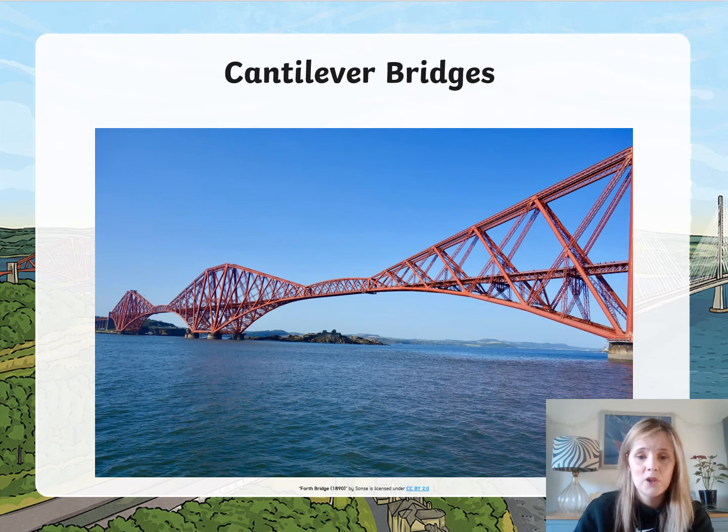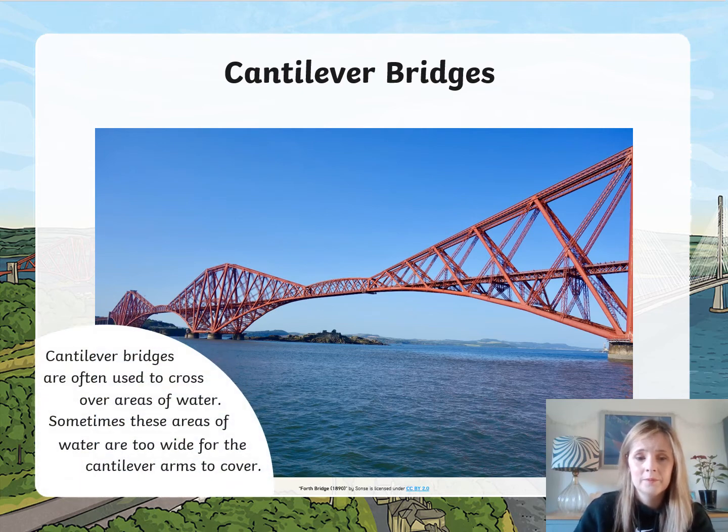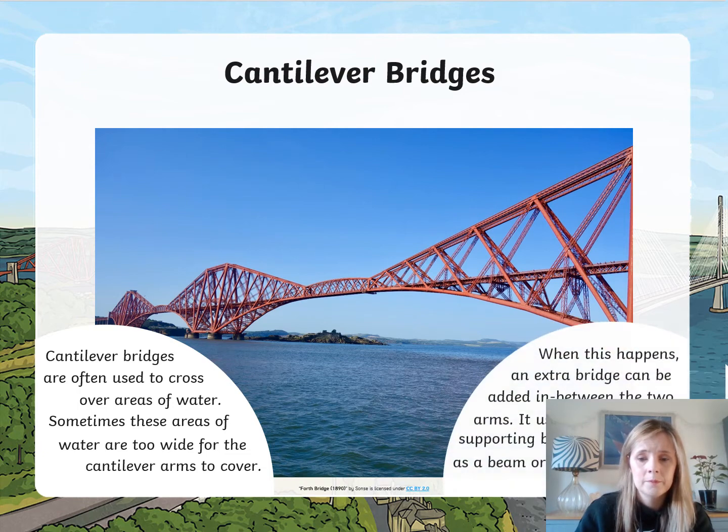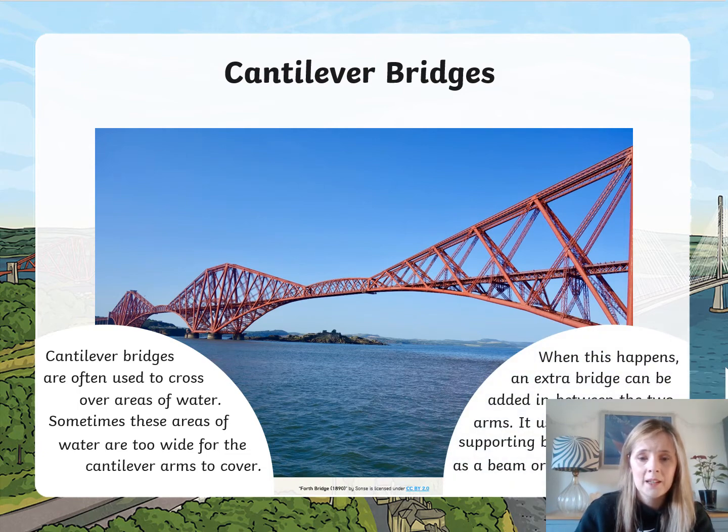Here's a cantilever bridge. They are often used to cross over areas of water. Sometimes these areas of water are too wide for the cantilever arms to cover. And when this happens, they add an extra bit in the middle.